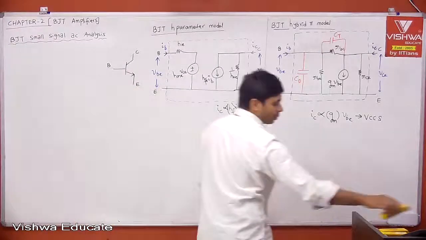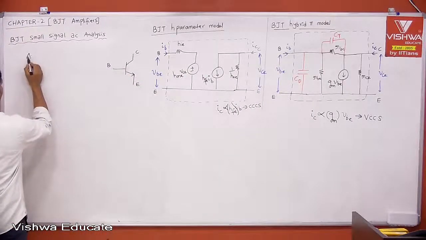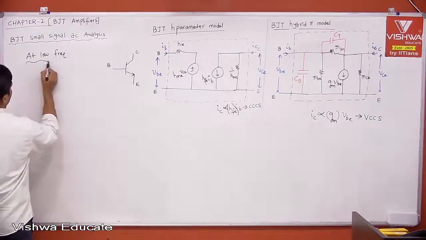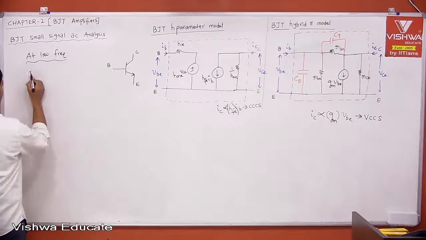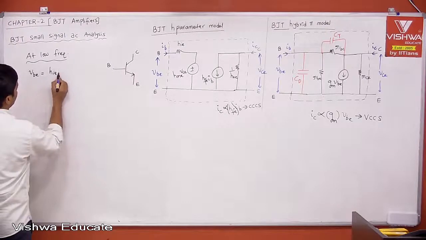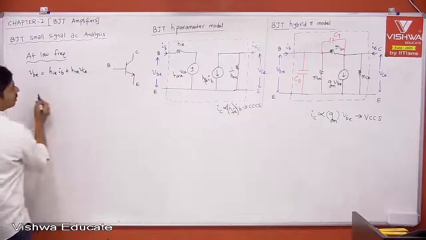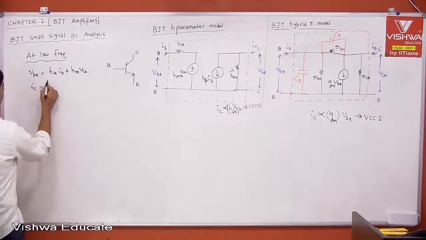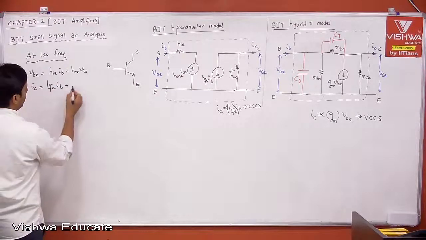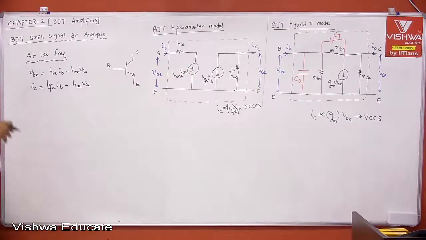To explain effectively what I am doing, first of all, the H parameter equations at low frequency. Tell me both the equations. VBE is equal to HIE into IB plus HRE into VCE. Similarly, what is your IC? IC is equal to HFE into IB plus HOE into VCE.